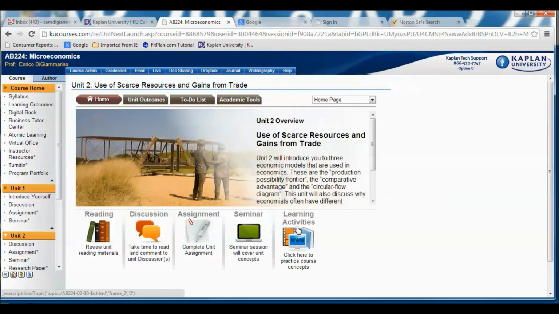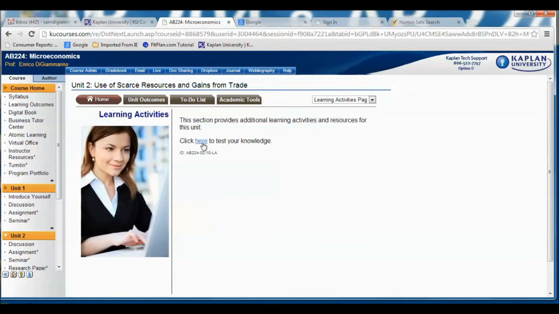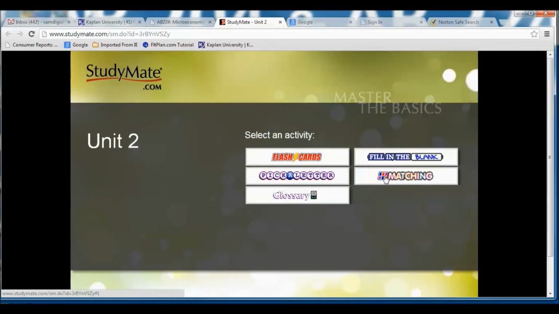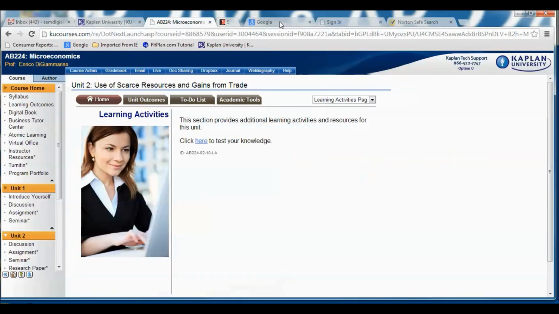Also, there's an area here for learning activities, and you can click here, and they've got some more things, flashcards and fill in the blank. Now, these things are all general information regarding this particular week's work. They're not necessarily geared exactly to the assignment question that you're going to be graded on or the discussion thread question you're going to be graded on. So my suggestion is use it as you need, but don't spend a lot of time on it.